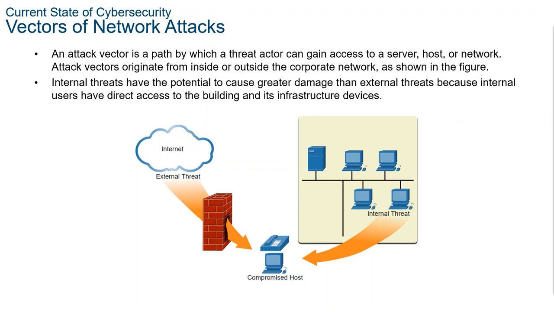So compromise internal servers or network infrastructure devices, or disconnect a critical network connection and cause a network outage. So it could be connecting an infected USB drive into a corporate computer system. Okay, so internal threats have the potential to cause greater damage than external threats because internal users have direct access to the building and its infrastructure devices.